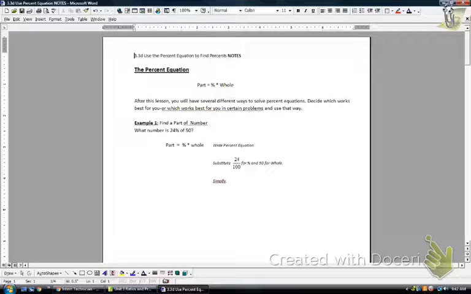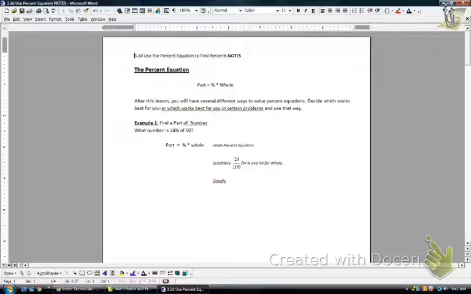So today we are going to use the percent equation to find percents. The percent equation, as you can see, is part equals percent times whole. And so then I've made you a little note, and it says after this lesson you will have several different ways to solve percent equation.